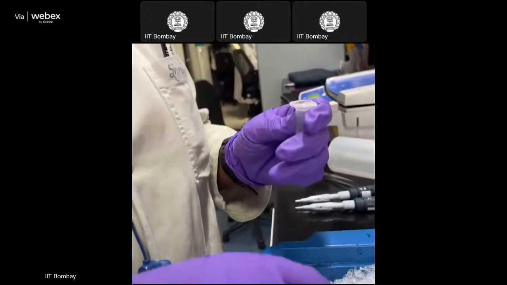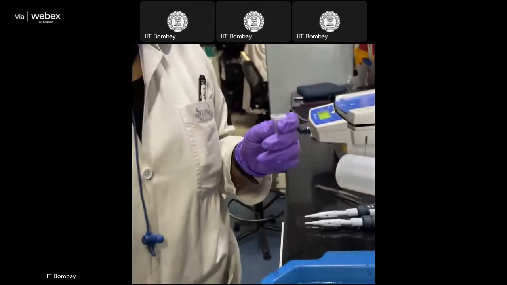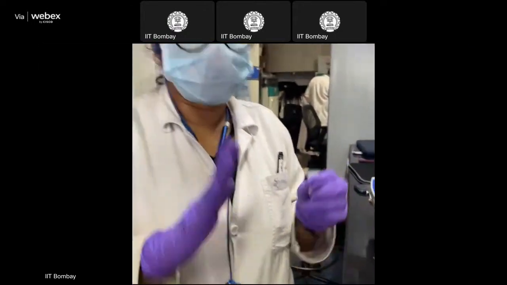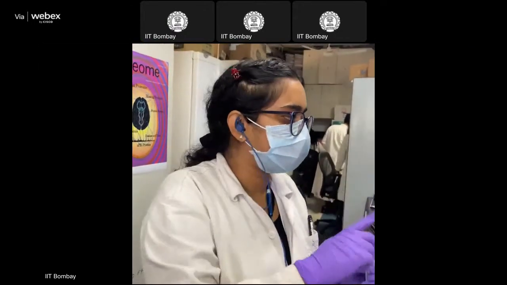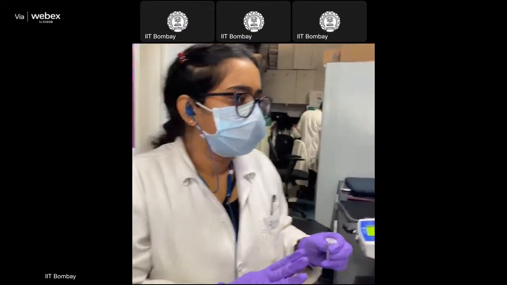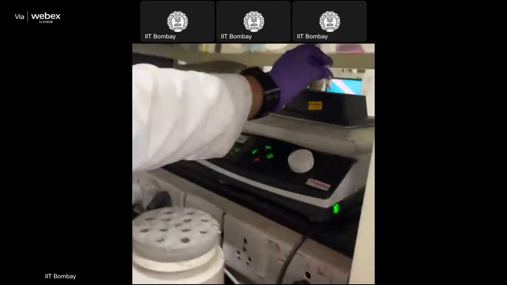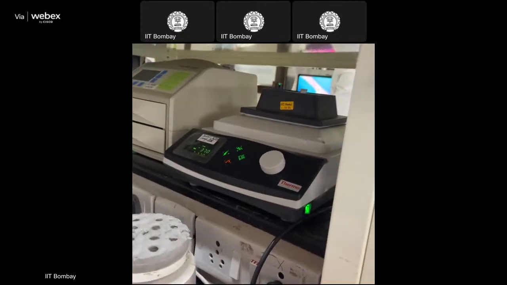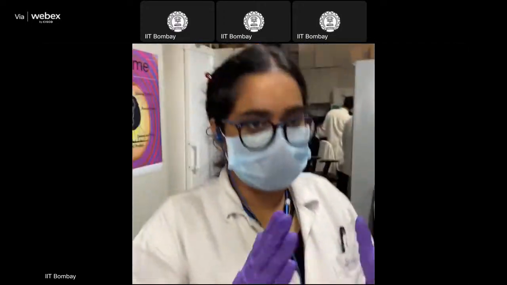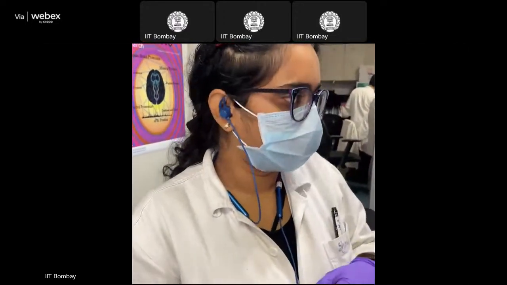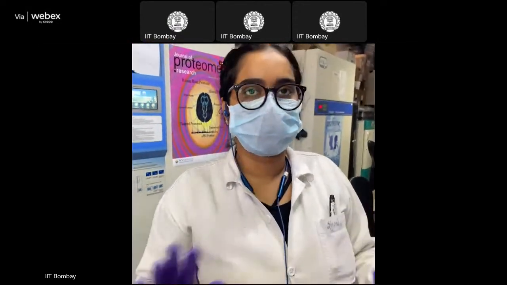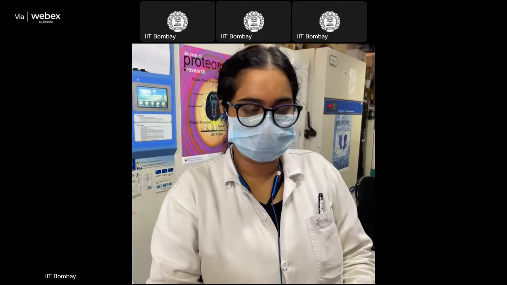Then after adding the trypsin, again we have to incubate our sample for 16 hours, like overnight, at 37 degrees centigrade in the shaking incubator. The temperature here is also important, because at 37 degrees the trypsin can only cut at the respective sites of the protein, lysine and arginine. So that is the whole trypsin digestion step.